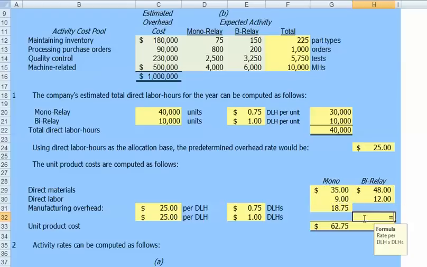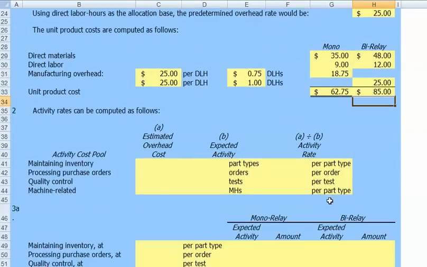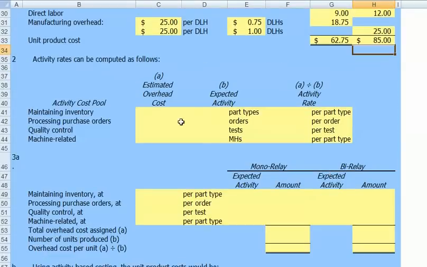My overhead will simply be my 1 direct labor hour times $25, add them up. I've got an $85 cost. So this is going to be my cost for the mono and bi relays using my direct labor hours to apply overhead. Part 2, I want to use an activity-based costing method to apply overhead.